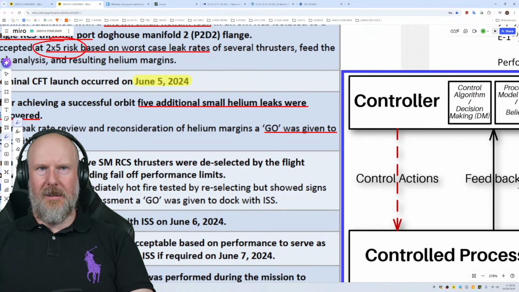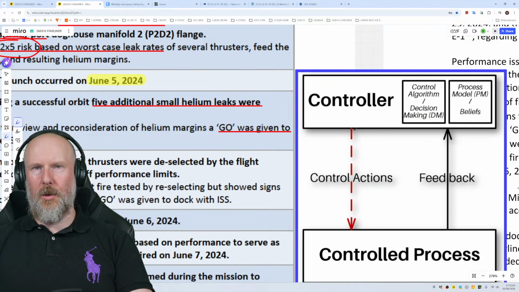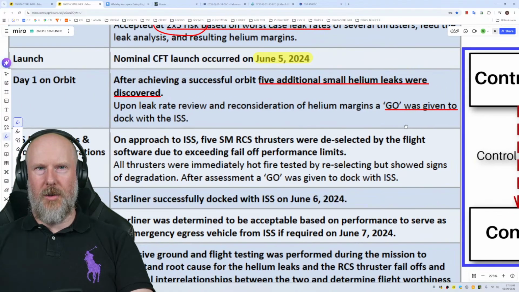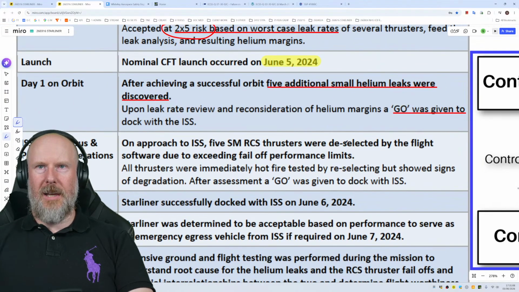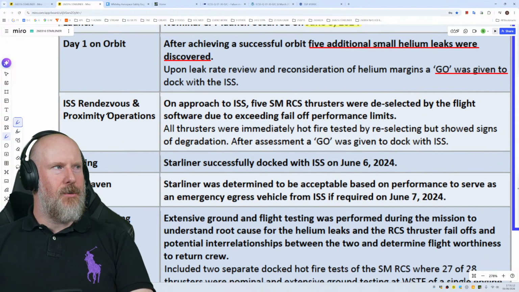Whoever it is that makes the decision to go to dock with ISS, they've made a decision. They've got some beliefs, some mental models based on some feedback or other information from around the control structure that it's the right and safe thing to do, that, take that action. ISS rendezvous and proximity operations.